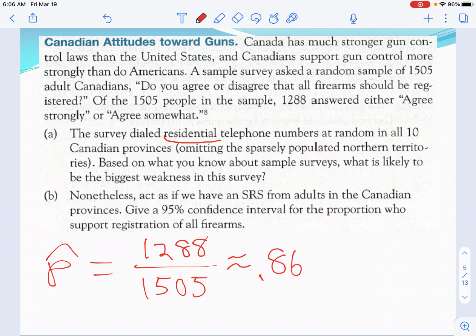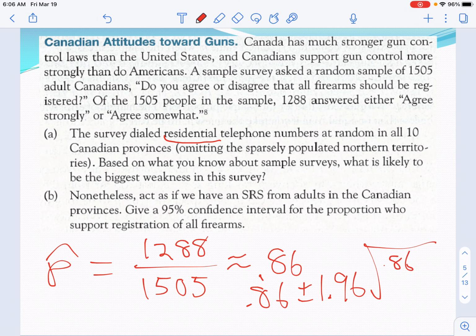It says, nonetheless, act as if we have a simple random sample from adults in the Canadian provinces. Give a 95% confidence interval for the proportion who support registration of all firearms. All right, so our 86% is going to go at the center of our interval, plus or minus our z-star value. We said 1.96. We're going to go as precise as possible. And we're going to multiply this by big square root.